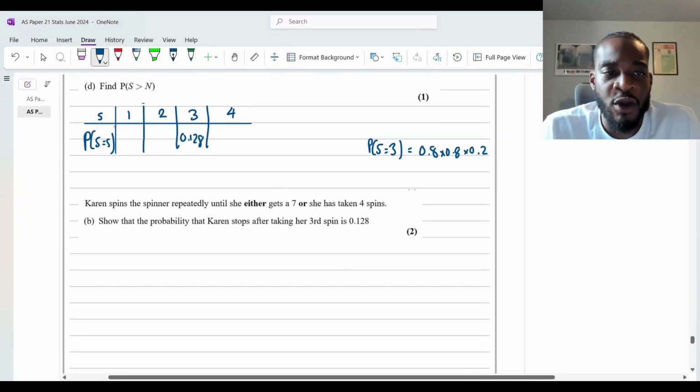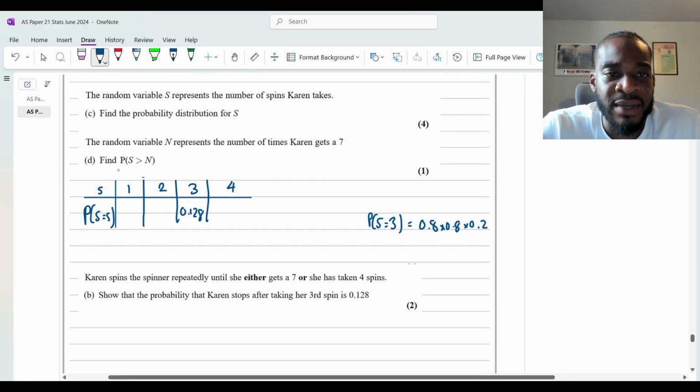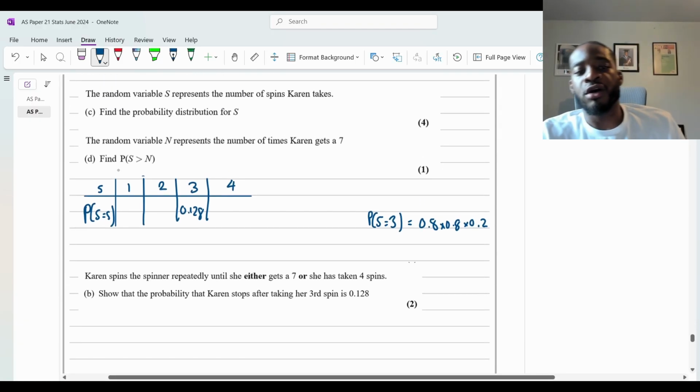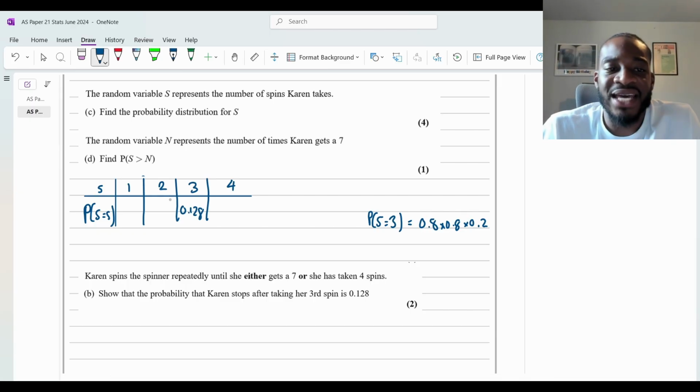So we need the probability of S equaling 1, right? That means that she stops on the first go. Well, for her to stop on the first go, that must mean she gets a 7, isn't it? And the probability of you getting a 7, we know is 0.2. So that can go there.